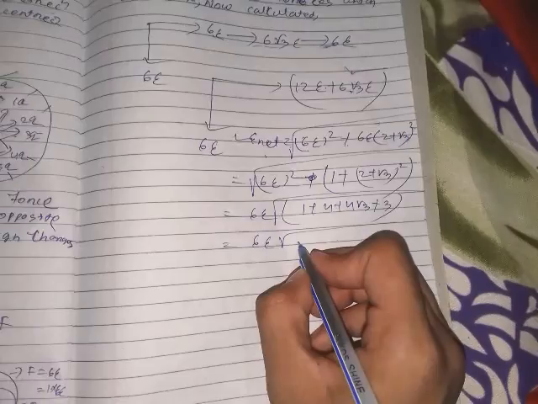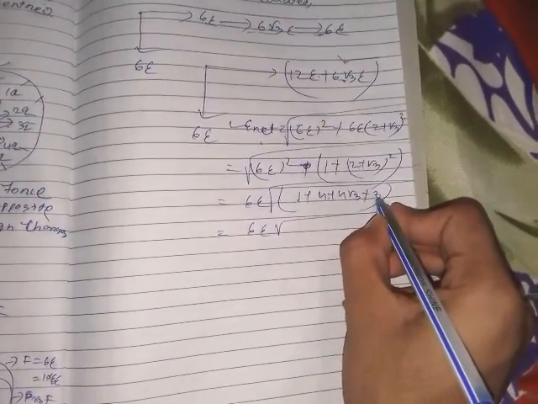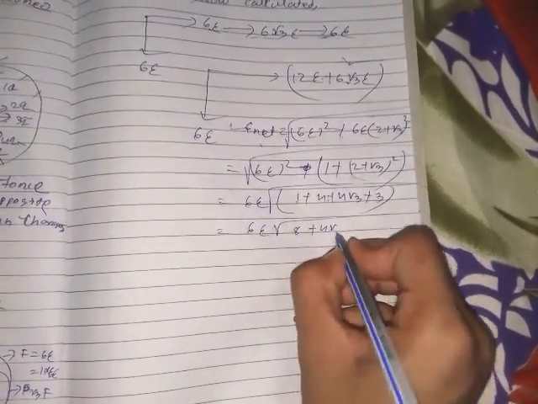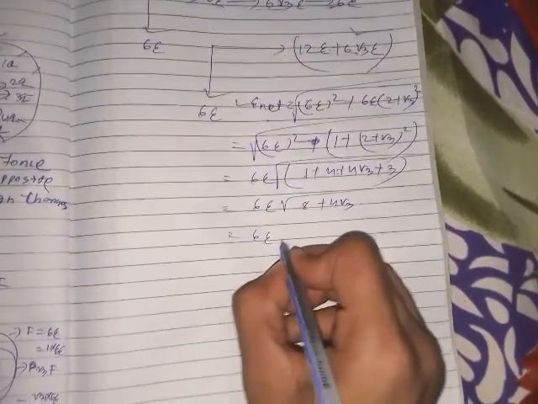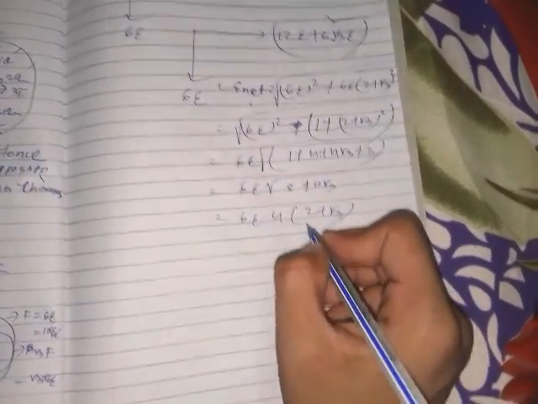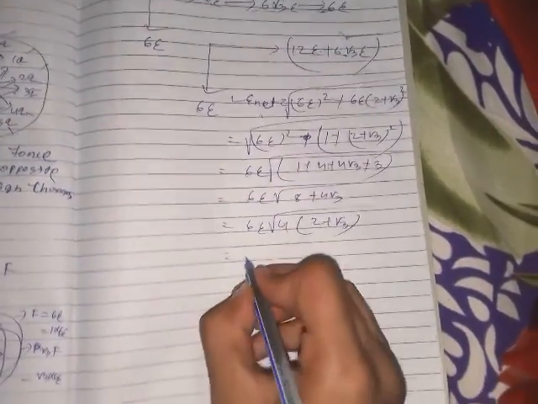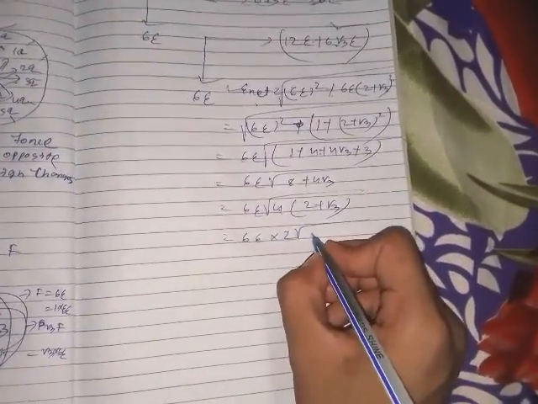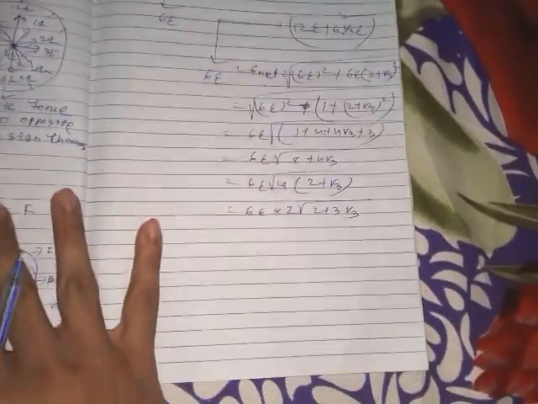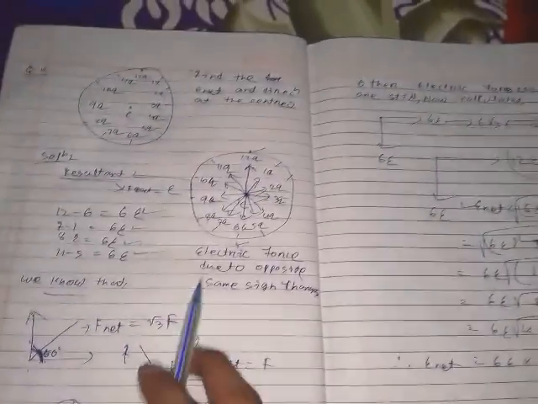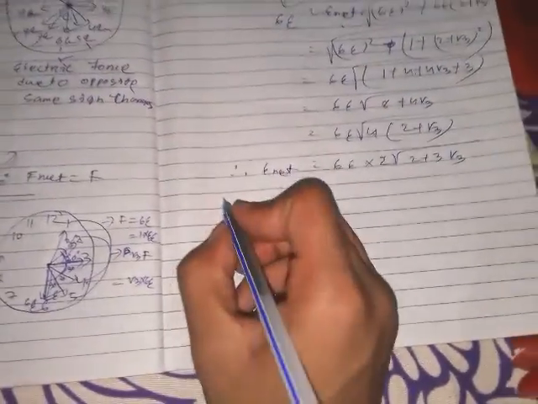That is 6E root over 1 plus 4 plus 3, which is 8 plus 4 root 3. Taking 4 common, 4 into (2 plus root 3), so it is 6E into 2 into root over of 2 plus root 3. Here we get E net. Then it asks for the direction, so we have to find the direction.